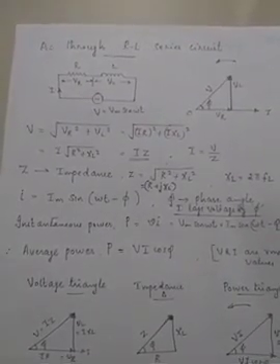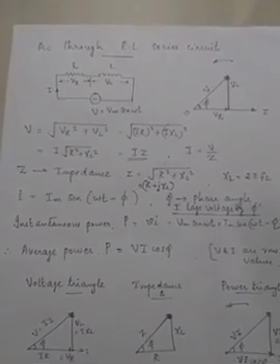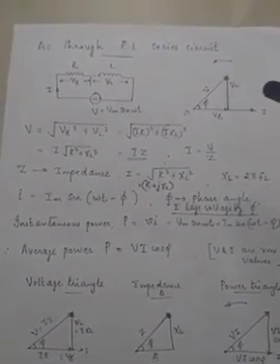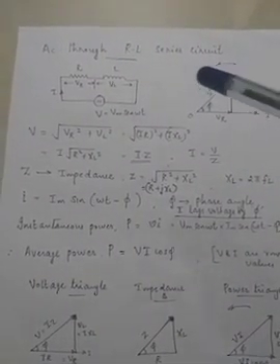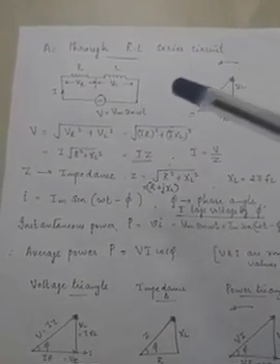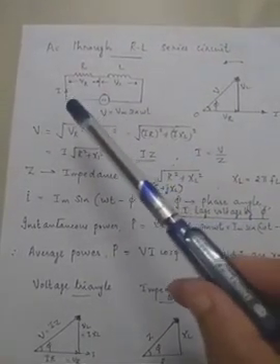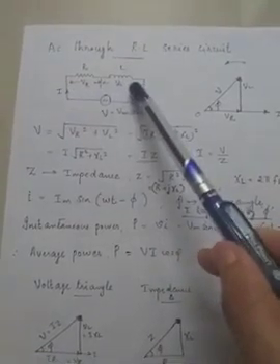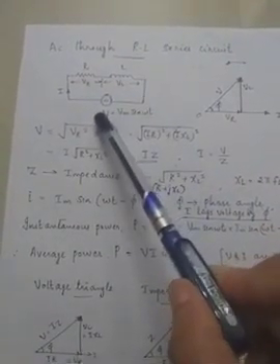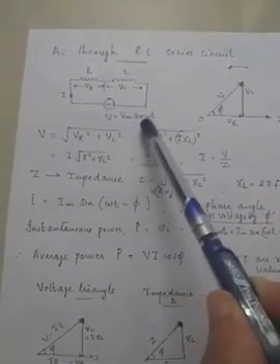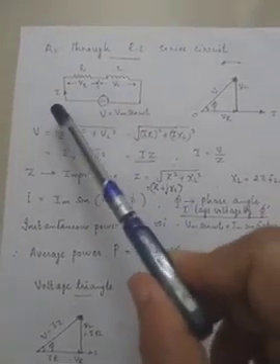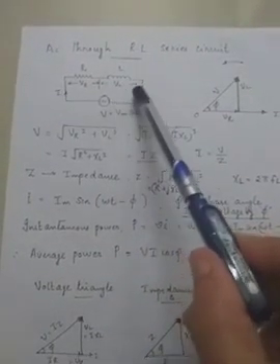In the previous class, we saw what happens when AC is allowed to pass through a pure inductor, a pure resistor, and a pure capacitor. Now we'll see the combination of a pure resistor and a pure inductor, that is, the RL circuit. The figure comes like this. R and L are connected in series across an AC source where V equals Vm sin omega t. It will allow a current I to pass through this R and L.